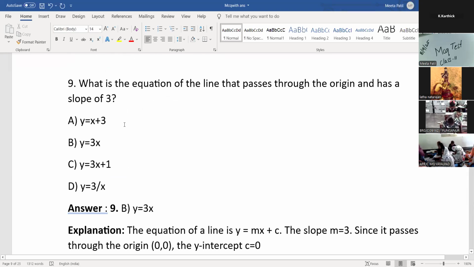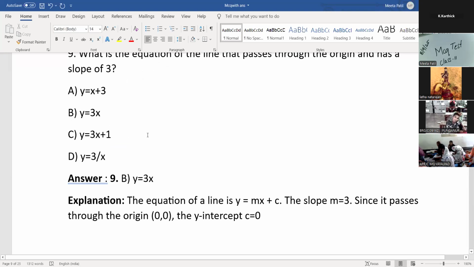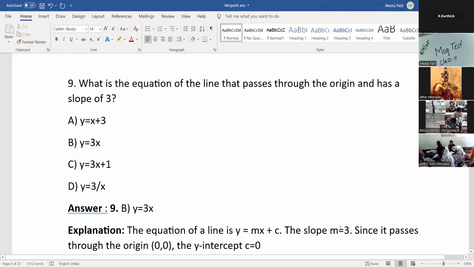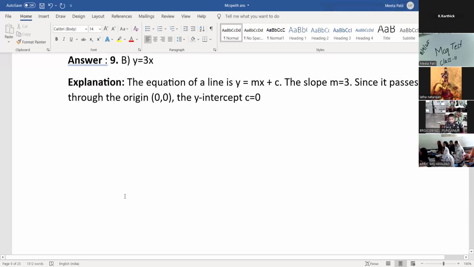So for here, what you have to do? You have to take the equation of the line. What is that equation of the line? y = mx + c, and the slope has been given as 3. So mention 3 here. After that, they mention it as passing through the origin. Origin means it contains (0, 0). So for that one, the equation will be option B, y = 3x, which is the answer for the ninth question.